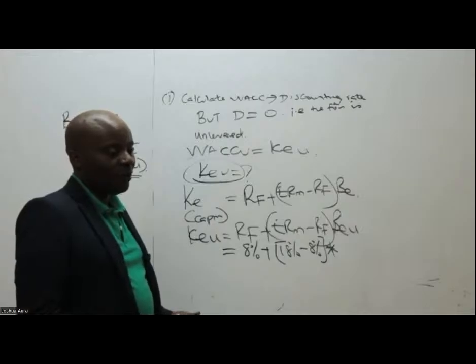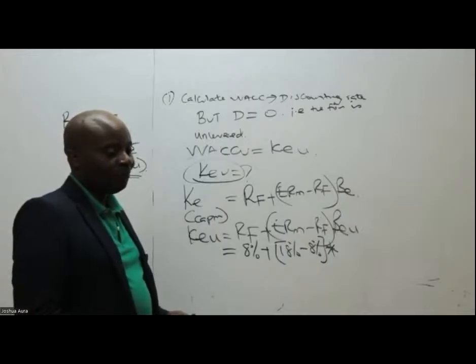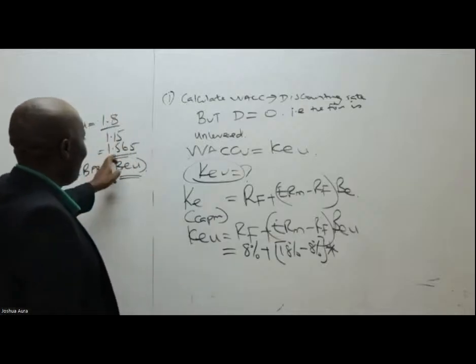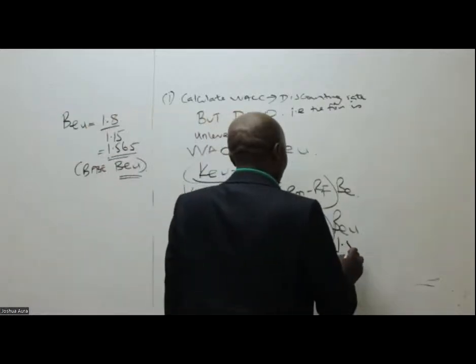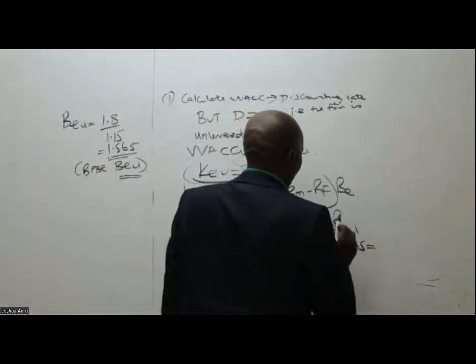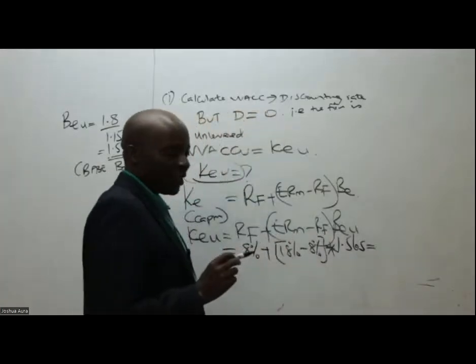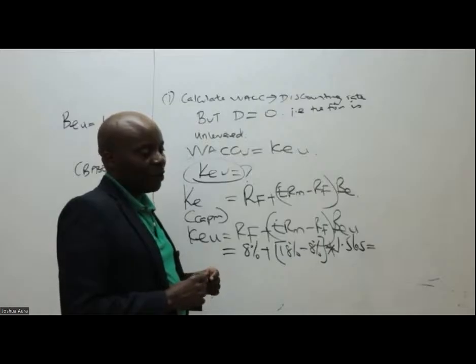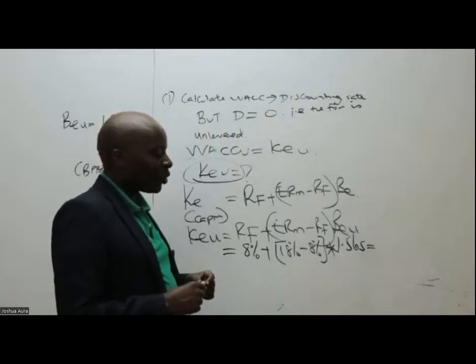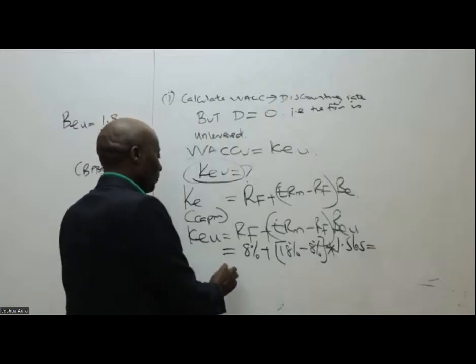Beta equity of unlevered firm. 1.565, we have it here. Because I'd written it like this, please allow me to use what I wrote here, 1.565. So please go slowly, and then you give me the answer. Very slowly, you give me the answer.